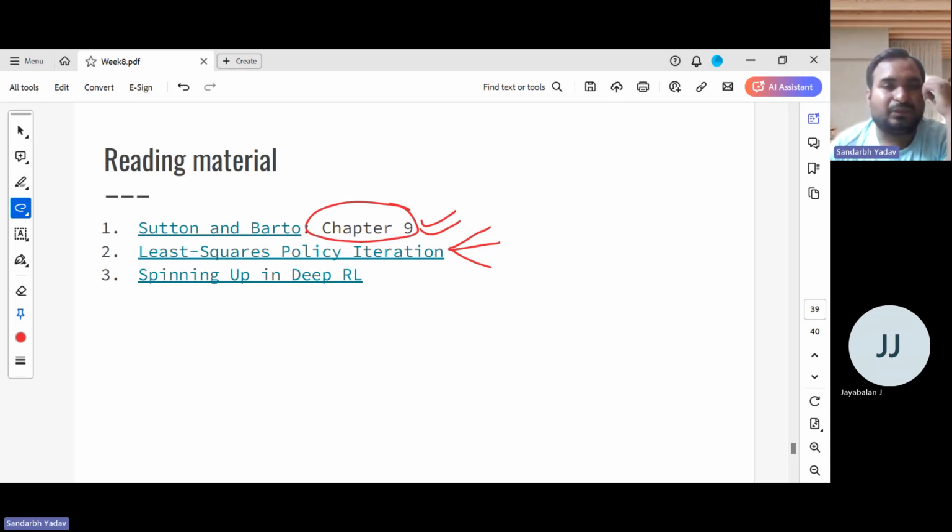And you can refer to this least squares policy iteration paper. It's not just for LSPI, but it will provide you a summary of LSTD and LSTDQ also. So you can refer to this paper.